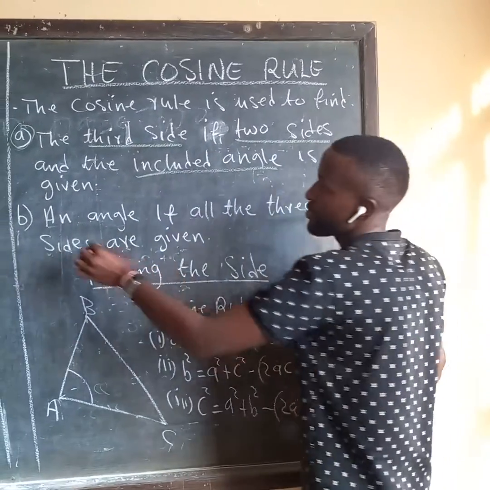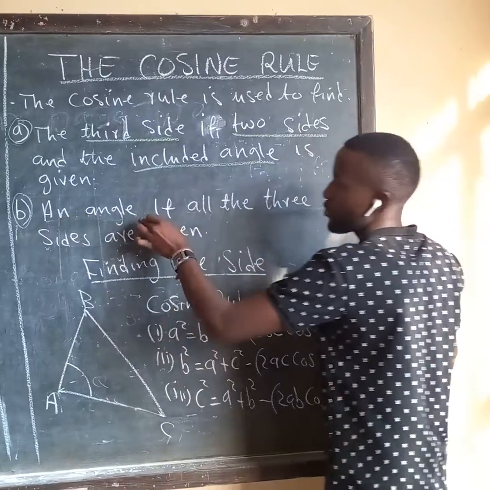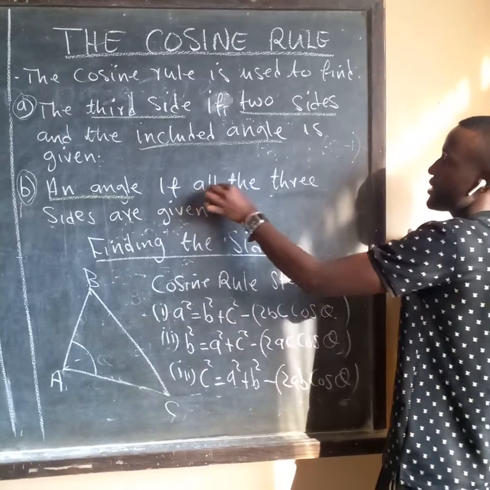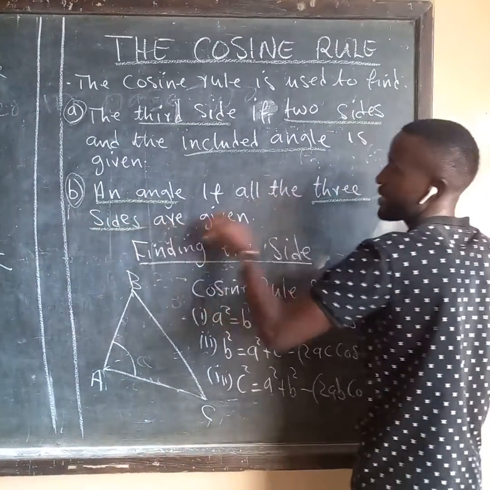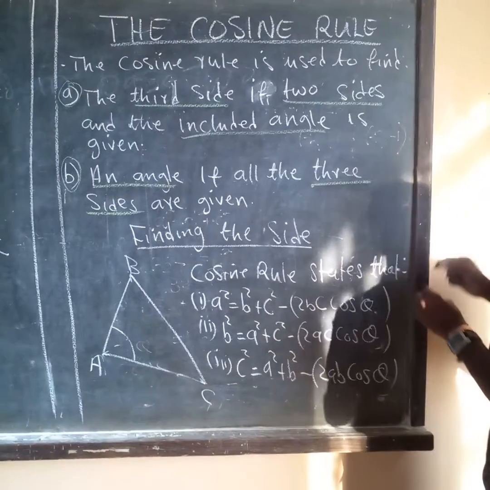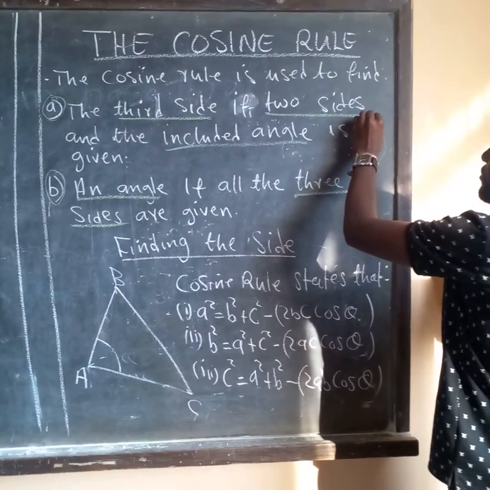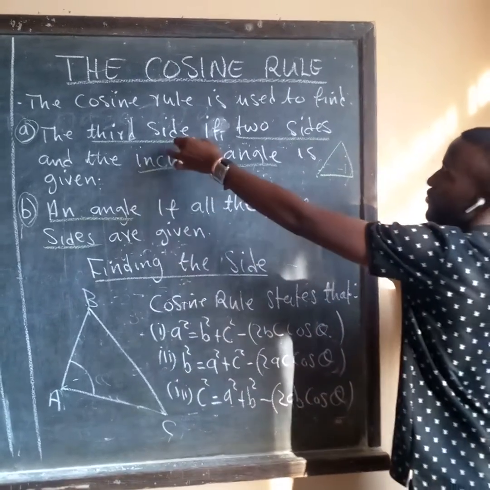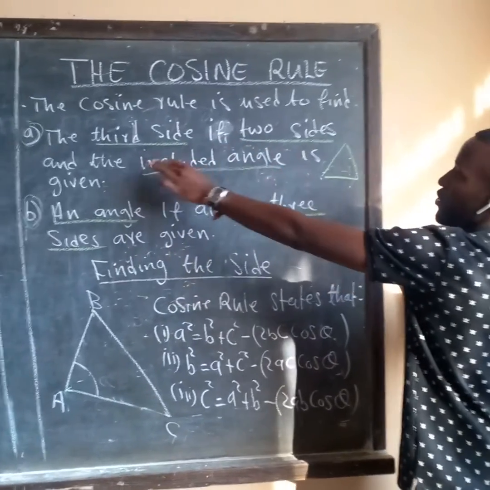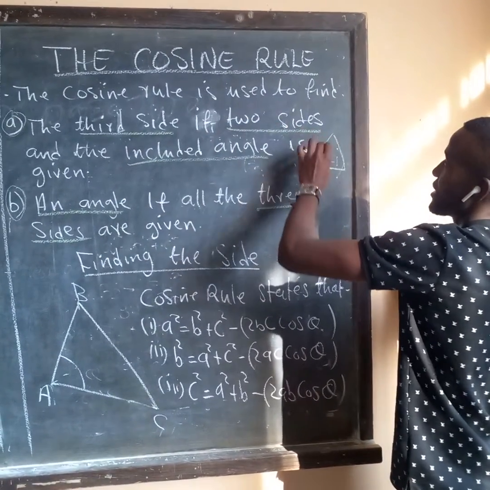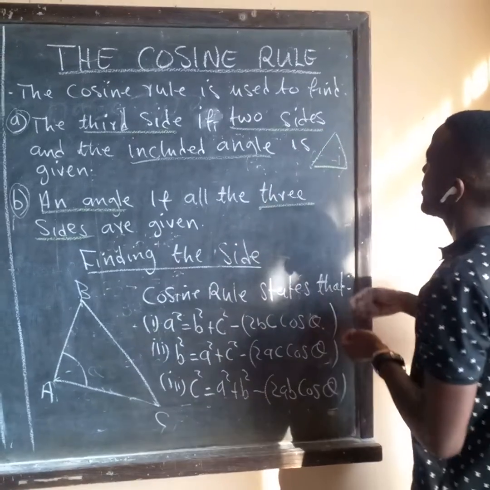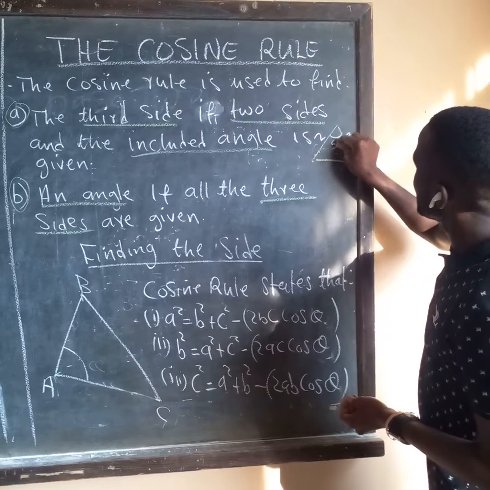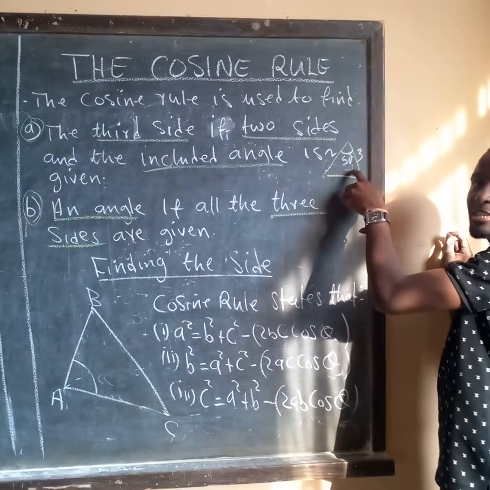And also the cosine rule is used for finding an angle if all three sides are given. So what are we simply saying here? If I'm given a triangle like this one, I can use the cosine rule. If I'm given two sides, let's say they tell me this is 2 and this is 3, and they tell me that this angle is 50, then I can use the cosine rule to find the third side of a triangle like this.